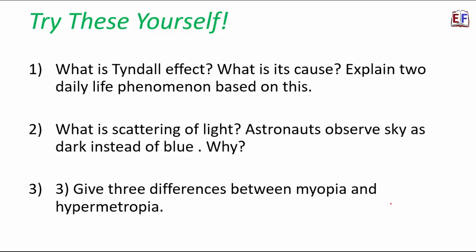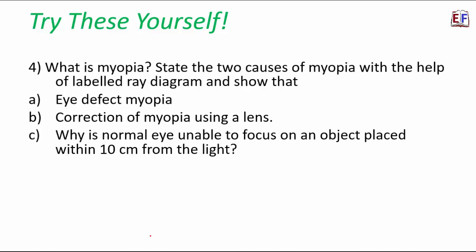Now here are a few questions for you to try again. What is Tyndall effect? What is its cause? Explain 2 daily life phenomenon based on this. What is scattering of light? Astronauts observe sky as dark instead of blue. Why? Give 3 differences between myopia and hypermetropia. What is myopia? State the 2 causes of myopia with the help of labeled ray diagram, and show the eye defect myopia, correction of myopia using a lens.